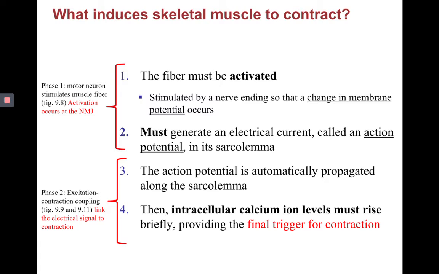So again, step 1, action potential has to travel from neuron to muscle. Step 2, action potential has to travel along the muscle cell sarcolemma into the cell, causing the release of calcium from the sarcoplasmic reticulum. And calcium as the final go signal for contraction is enough to cause the cross-bridge cycle to begin.